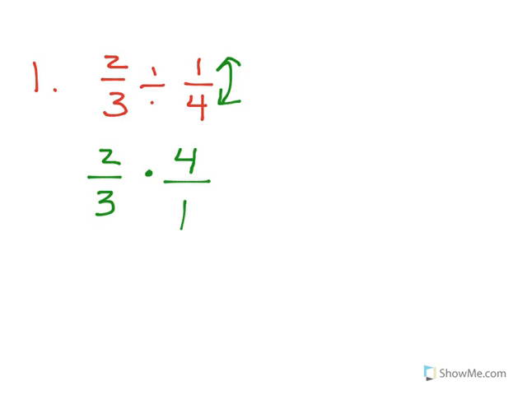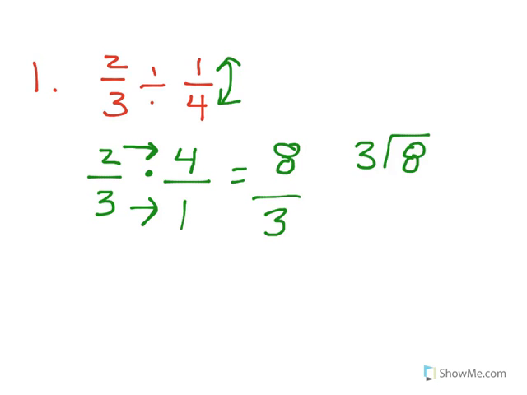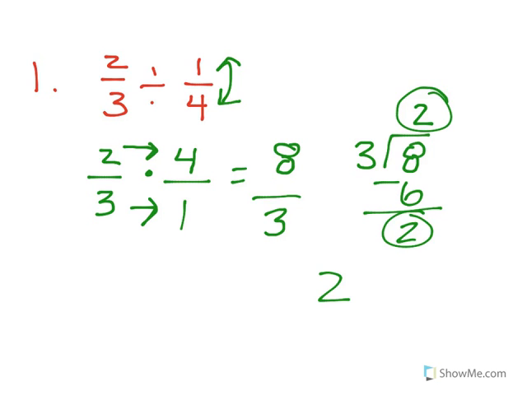Now it's a multiplication problem. We already know how to do this, and we know when we multiply fractions, we just multiply across. So 2 times 4 is 8, and 3 times 1 is 3. Now I have to simplify. I know my numerator is bigger than my denominator, so that means I need to long divide. So I need to say, how many times does 3 go into 8? 3 goes into 8 2 times. 3 times 2 is 6. Subtract. So now my answer is going to be 2 and 2/3.